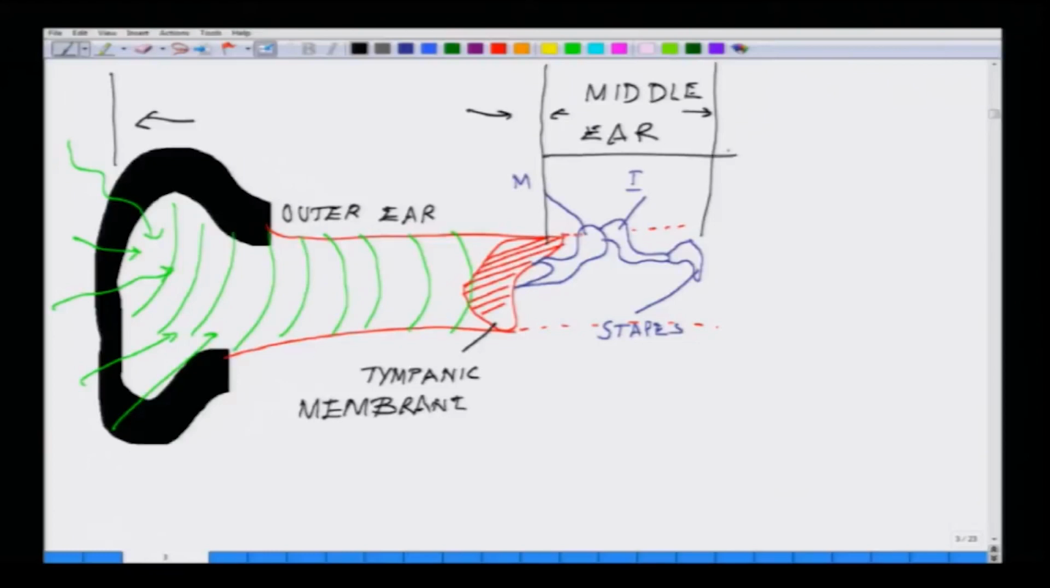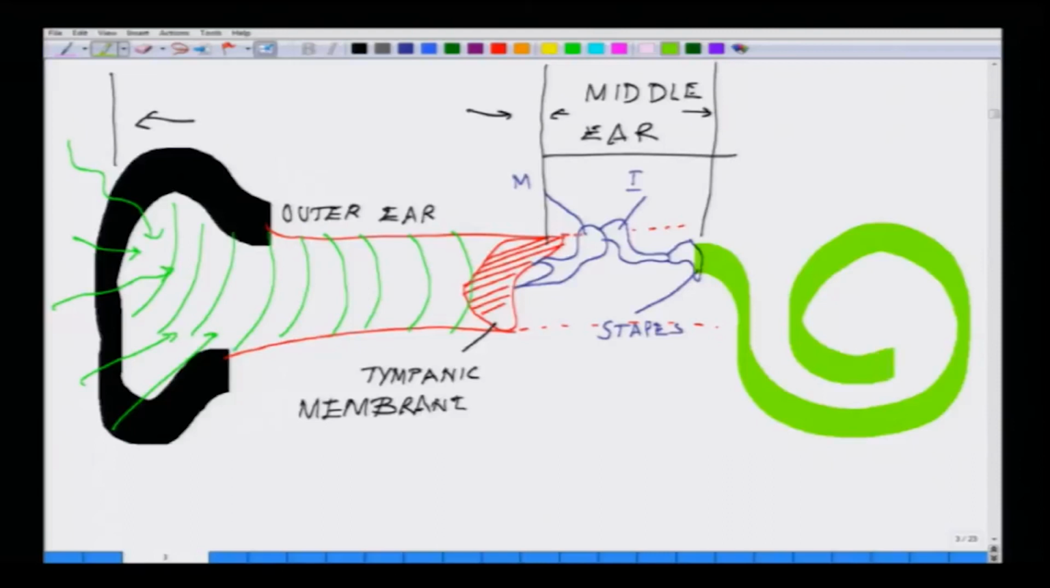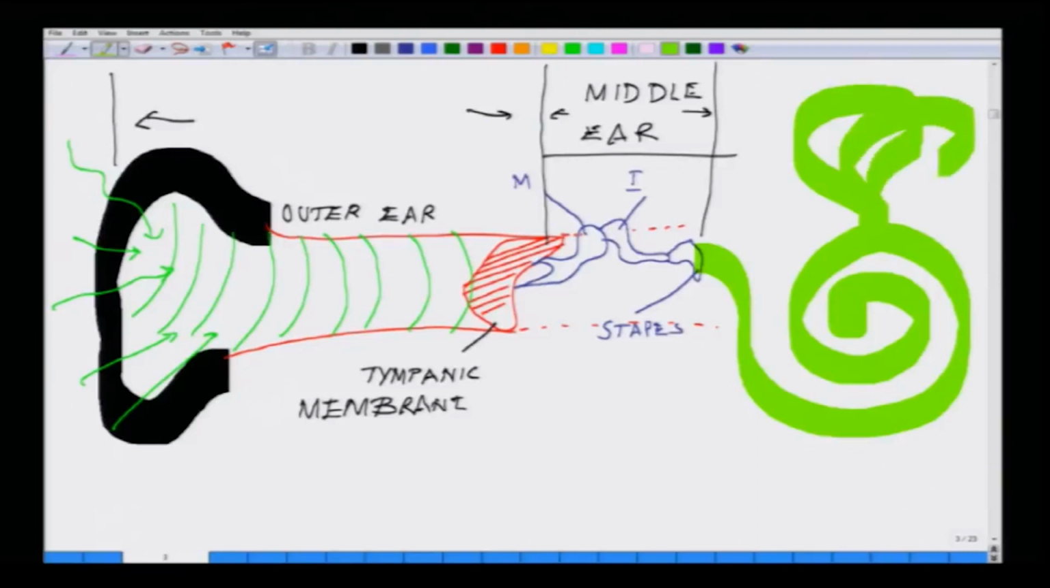After the middle ear, from here starts the inner ear. It is a very interesting spiral structure like this, which has an extension out here, a network of channels like this. This is your inner ear.